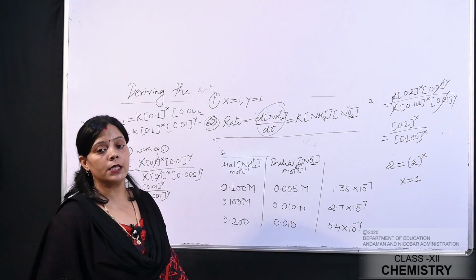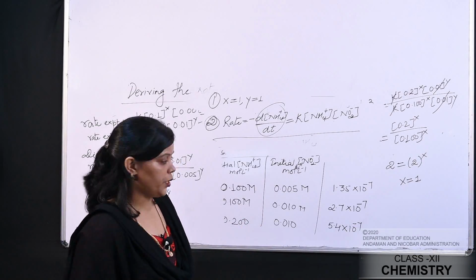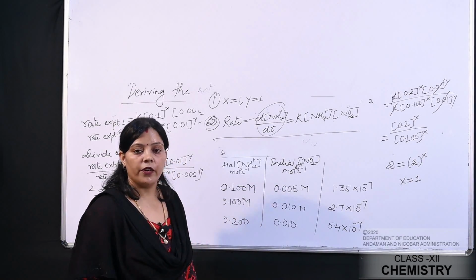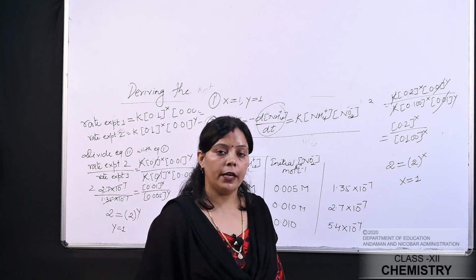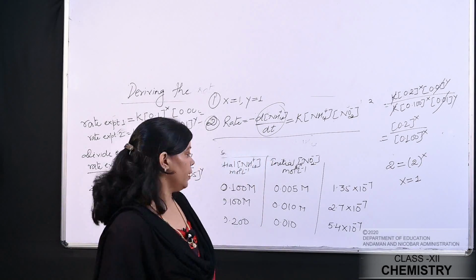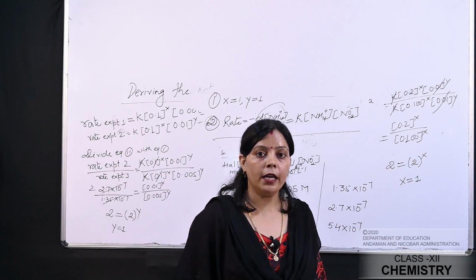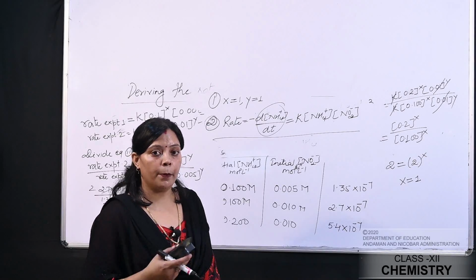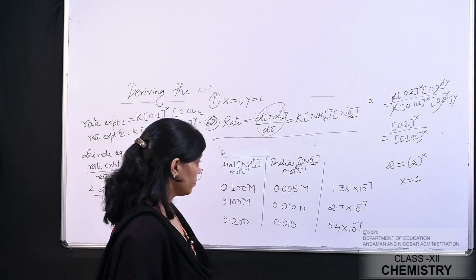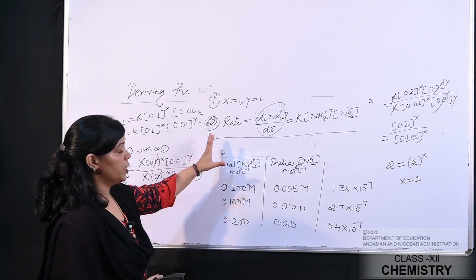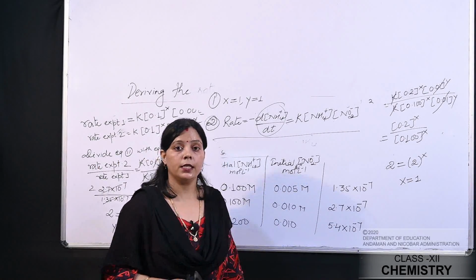So with the help of this initial rate method we are able to derive the rate expression from the given kinetic data regarding the initial concentration of the reactant, and correspondingly their initial rate is also given to you. With the help of that we are able to derive the rate expression, and we can express the dependence of the rate of the reaction on the initial concentration of the reactant. So again I would like to explain this. The rate expression is given by the initial rate method.